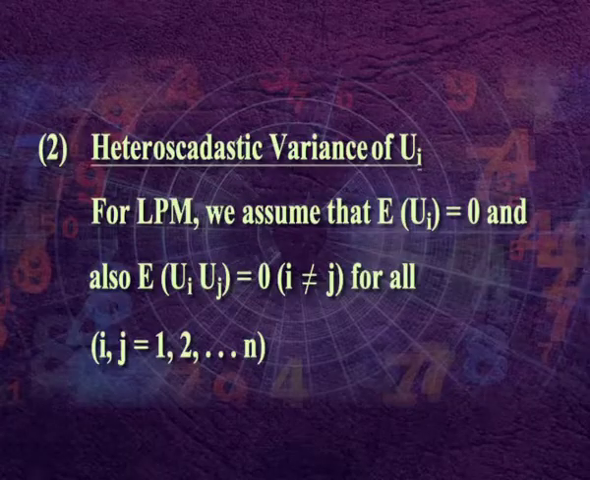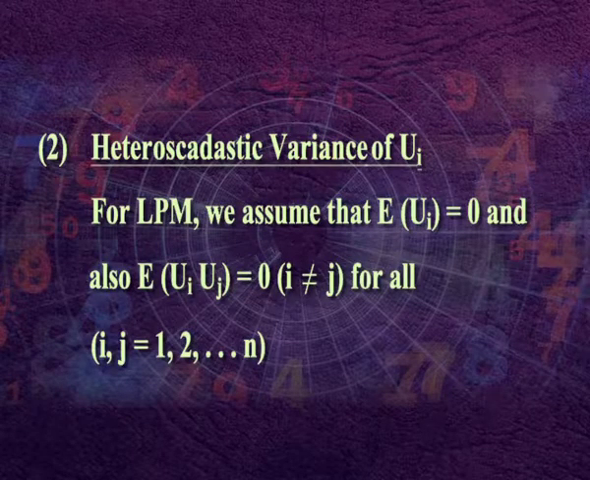However, for large samples, normality assumptions can be considered to be valid. In fact, for estimation purpose, normality assumption is not needed. So, OLS estimators will be unbiased, and in large samples, the inference of LPM will follow the usual OLS procedures under the normality assumptions. Number 2, heteroscedastic variance of Ui.